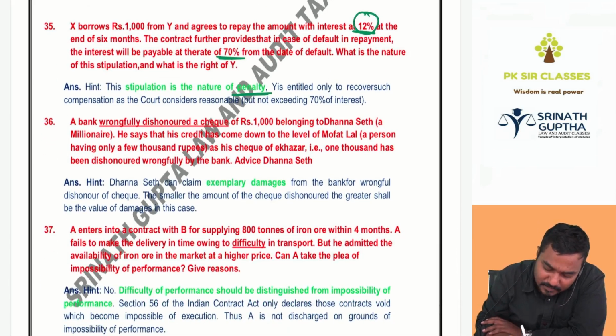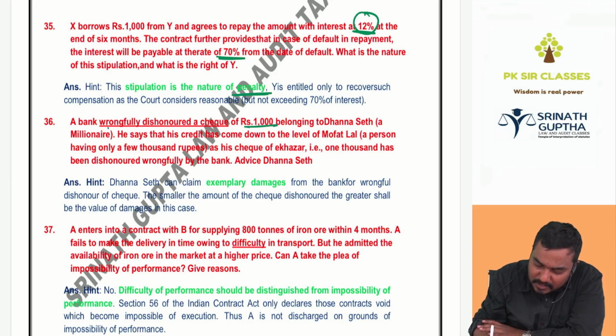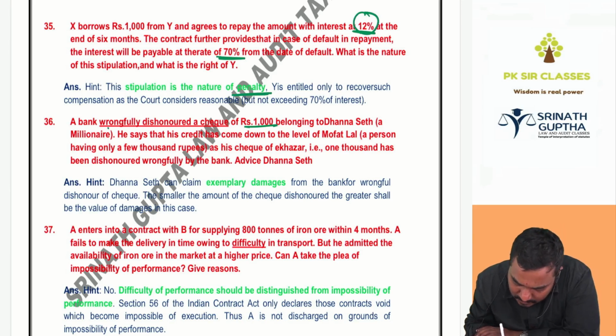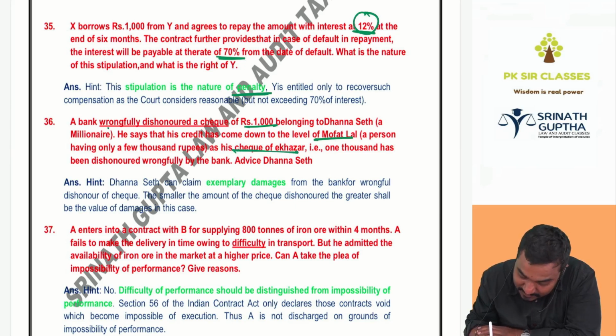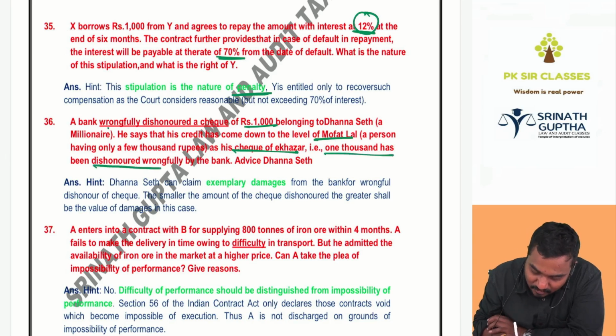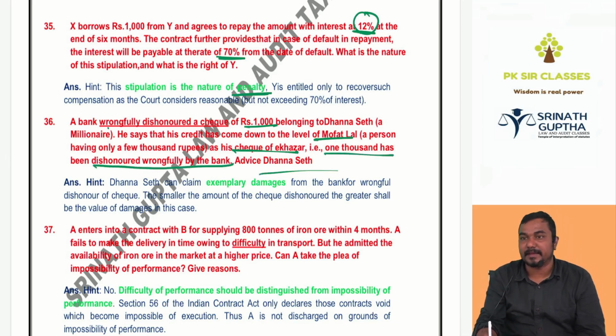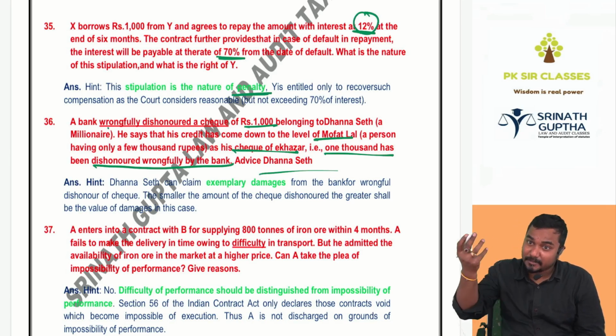A bank wrongfully dishonored a check of 1000 rupees belonging to the Seth, a millionaire. He says that his credit has come down to the level of a person having only a few thousand rupees, as his check of 1000 has been dishonored wrongfully by the bank. So can Seth file a case on the bank? Yes, wrongful dishonor of a check. Amount of the check more or less? Less, 1000 rupees only. We can claim more damages.